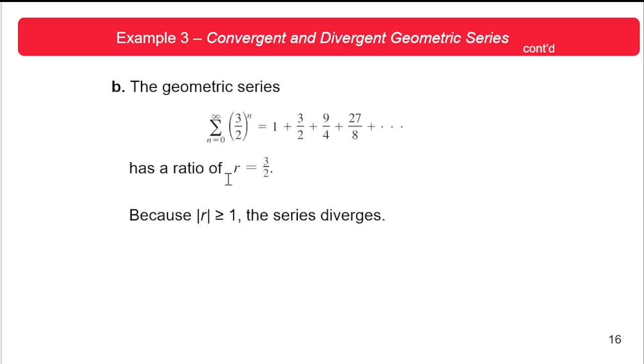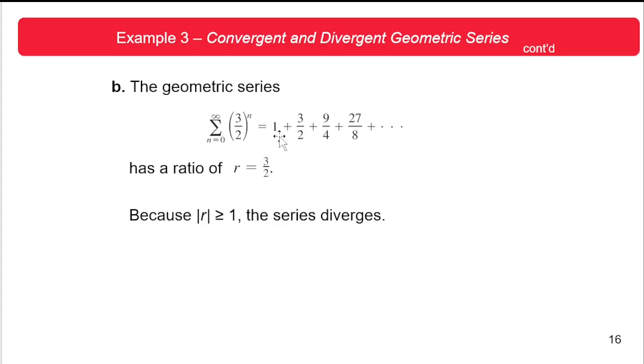Okay, another example. Suppose you're given the series summation of (3/2)^n, where n is from 0 to infinity. If the value of n is 0, then you have (3/2)^0, which is 1. That's the first term of the series. If n is 1, then you have (3/2)^1, or 3/2. If n is 2, then you have (3/2) to the second power. That's 9/4, or (3/2) squared. Plus, if n is 3, then you have (3/2) to the third, or 27/8.